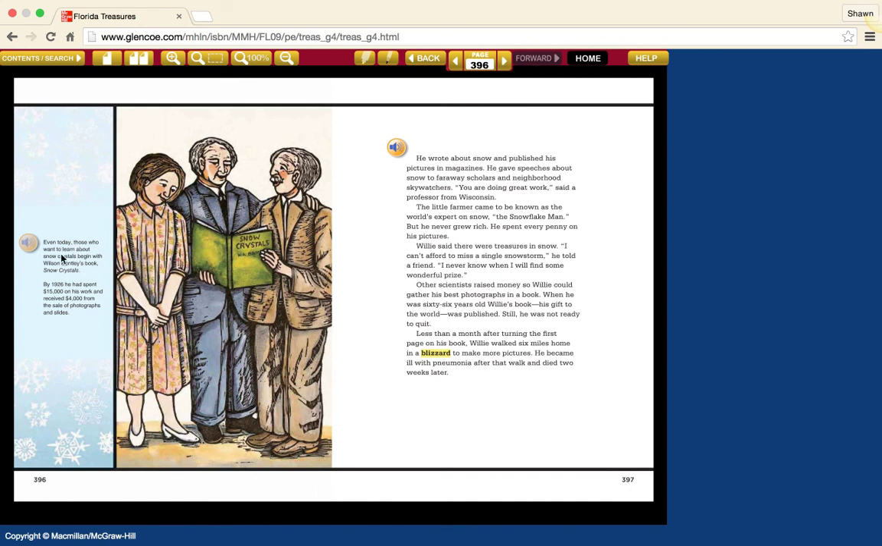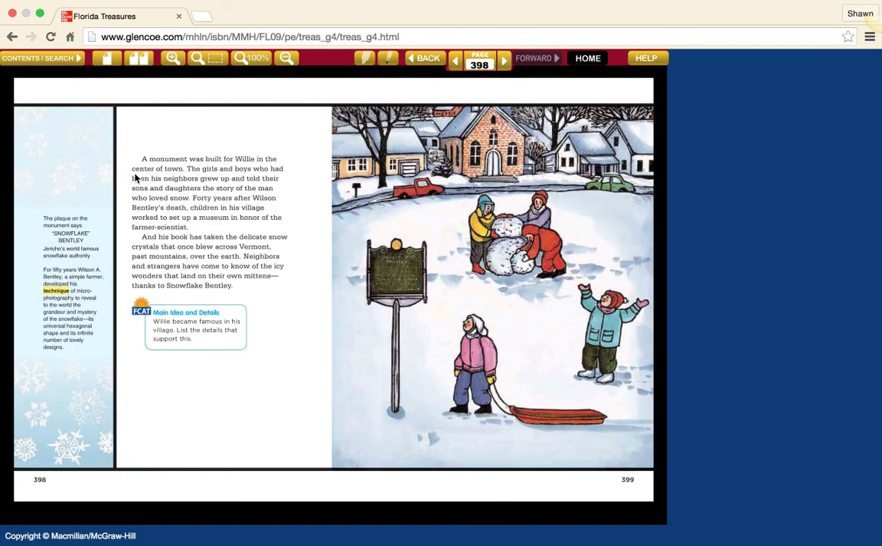Even today, those who want to learn about snow crystals begin with Wilson Bentley's book, Snow Crystals. In 1926, he had spent $15,000 on his work and only received $4,000 from the sale of photographs and slides. Of course, he was happy, and sometimes you learn that happiness means more than money. A monument was built for Willie in the center of town. The girls and boys who had been his neighbors grew up and told their sons and daughters the story of the man who loved snow.